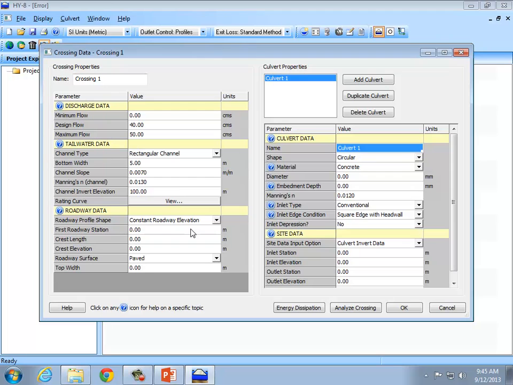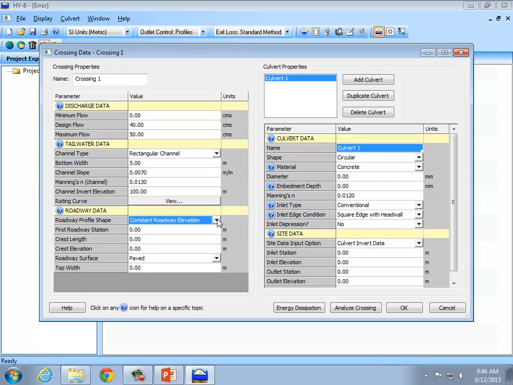And now we have to define the roadway. Remember, the difference between constant roadway elevation and irregular is that an irregular would be used if you had a sag curve of the road going over the culvert. And so if the road was like this, no, that's not right. It's actually the other view. It's when you're looking at the face of the culvert that the sag would be definitive.